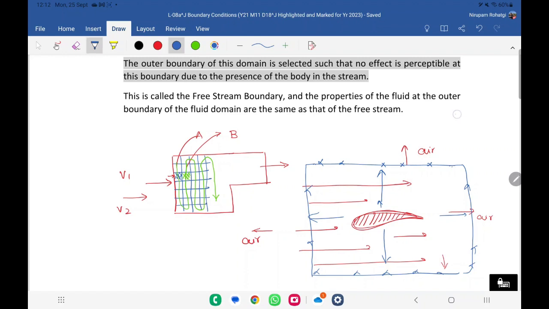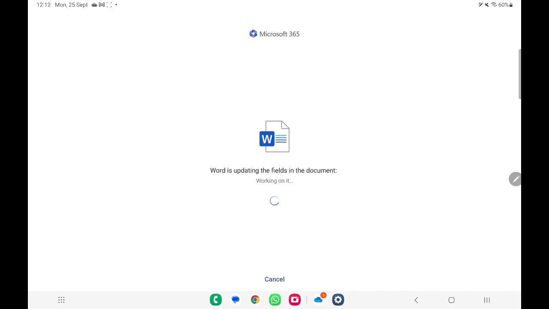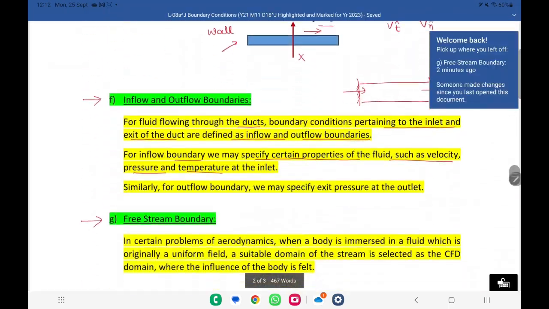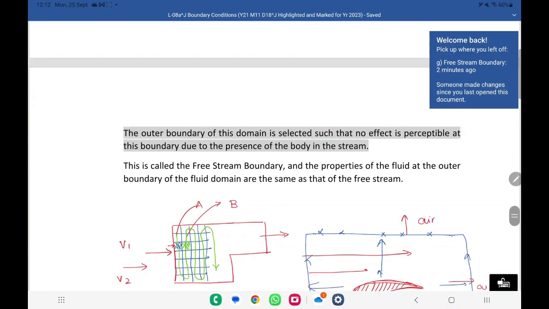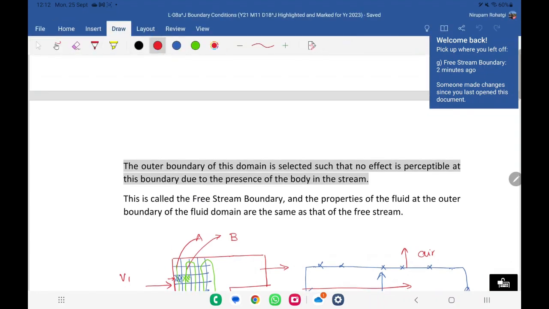Whatever the temperature is here, the same is the temperature here. Whatever the velocity is here, the same is the velocity here. Whatever the density is here, the same is the density here. So you decide a boundary based on your experience, which is called a free stream boundary, and the properties on that boundary are the same as that of the free stream, as if the body is not there. Okay, so this is what you do. So this is your free stream boundary. So this is how you decide, and this is based on experience.